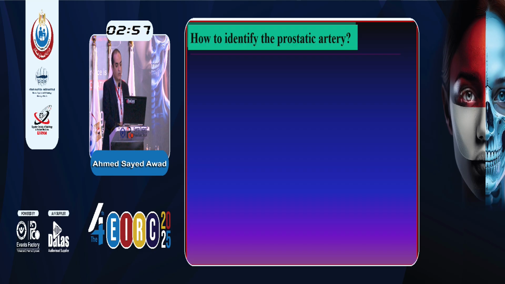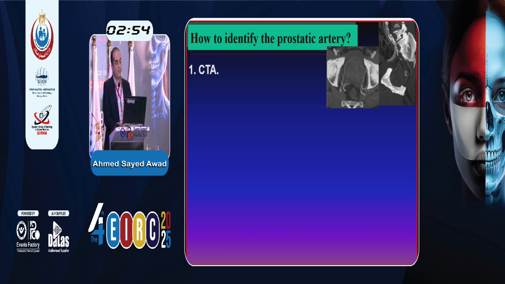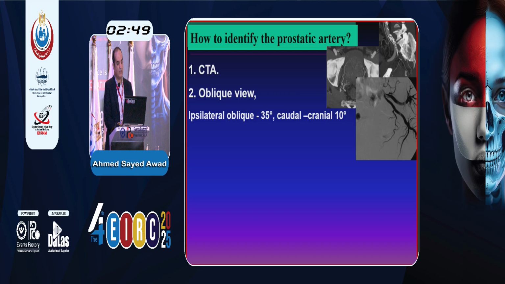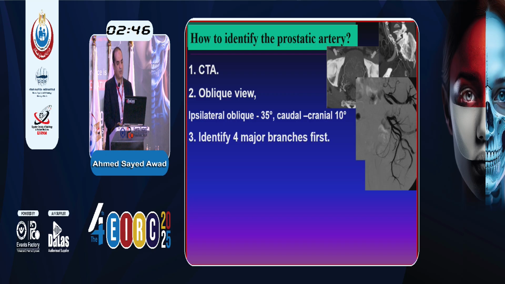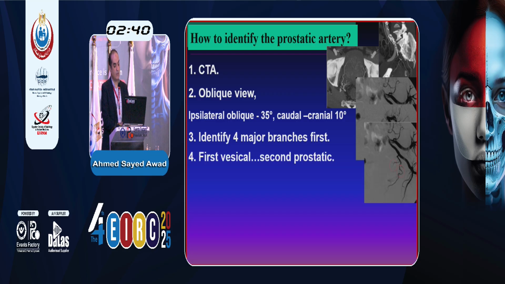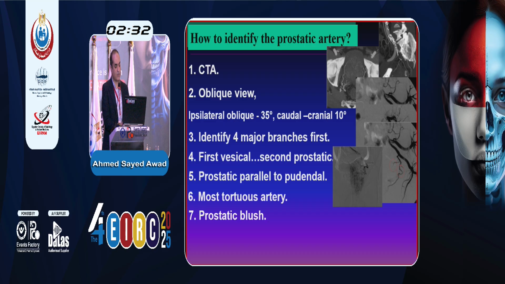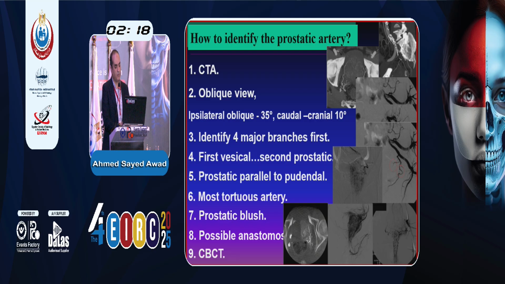To sum up, how to identify the prostatic artery simply: doing CT angiography in selected cases, doing oblique views during angiography, identify the four major branches: superior gluteal, inferior gluteal, obturator, and internal pudendal. Then go anteriorly to two small branches. The first is the superior vesical. The second is the prostatic artery, which is parallel to the pudendal and has the most tortuous course with characteristic prostatic blush, central, anterior, and dense, and should be differentiated from the vesical and the rectal blushes. Look always for possible anastomosis with the vesical, rectum, and the penile, and always you should use the cone beam CT.